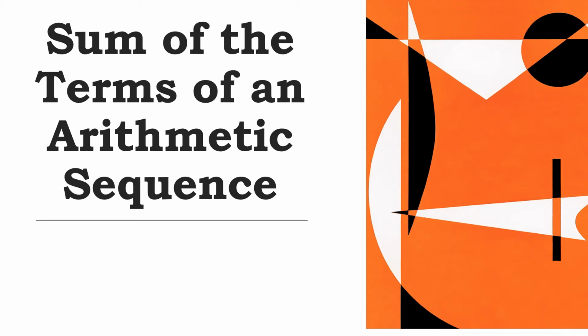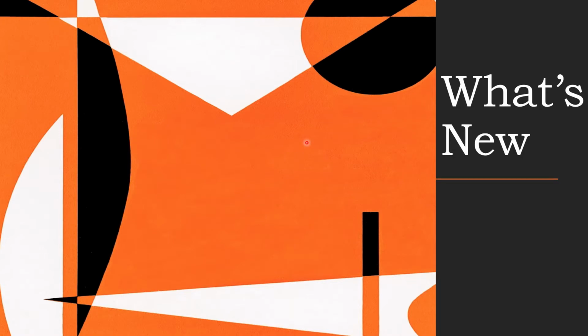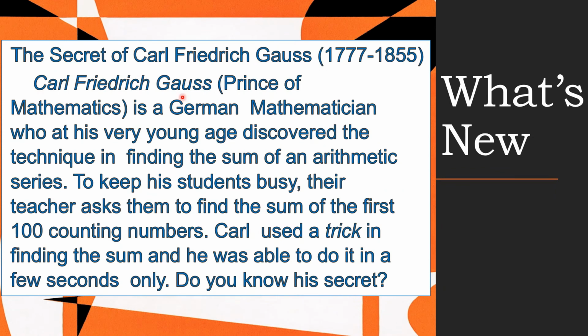In this lesson, we're going to talk about the sum of the terms of an arithmetic sequence. Before we discuss the arithmetic series, let's have first some trivia about the secret of Carl Friedrich Gauss. He is the prince of mathematics, a German mathematician who at his very young age discovered the technique in finding the sum of an arithmetic series.